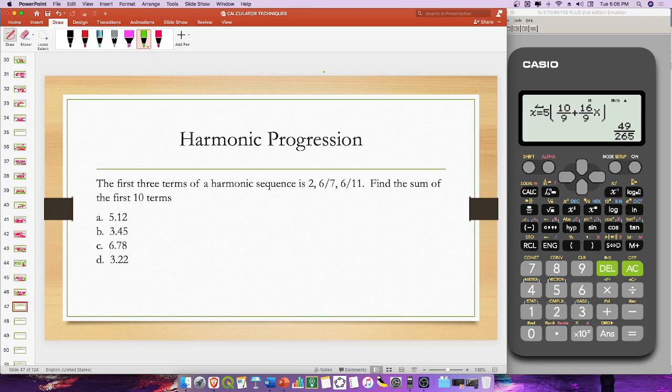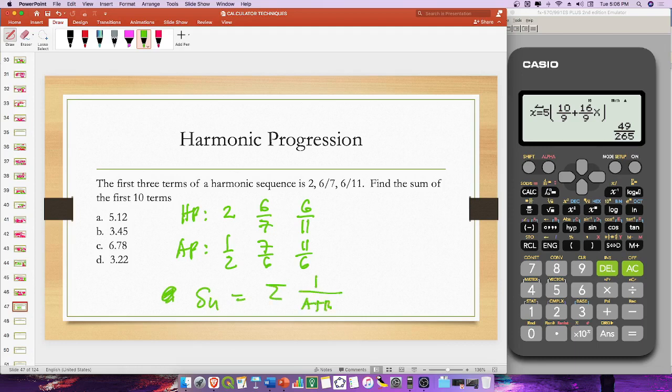Find the sum of the first 10 terms. This is the harmonic progression. So we need to convert this harmonic progression to its equivalent in arithmetic progression. For the harmonic progression, I have here 1 half, 7 over 6 and 11 over 6. Now we need to find the sum of the first 10 terms. We all know that the sum Sn is just equal to the summation of 1 over a plus bx, where x starts from 0 up to n minus 1. a is the first term in arithmetic progression. So this is now the summation with x equals 0 up to 10 terms, that's 9.